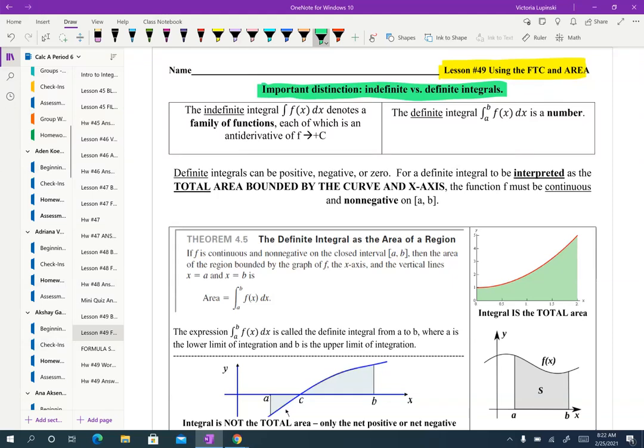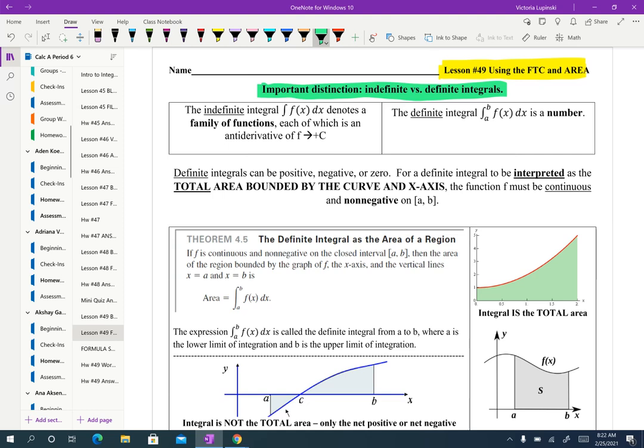All right, welcome everybody. Today we're going to talk about lesson number 49. This is another day of using the fundamental theorem of calculus and then directly how it applies to finding the area. Before we get into that, I just want to reiterate the important distinction between an indefinite integral versus a definite integral.